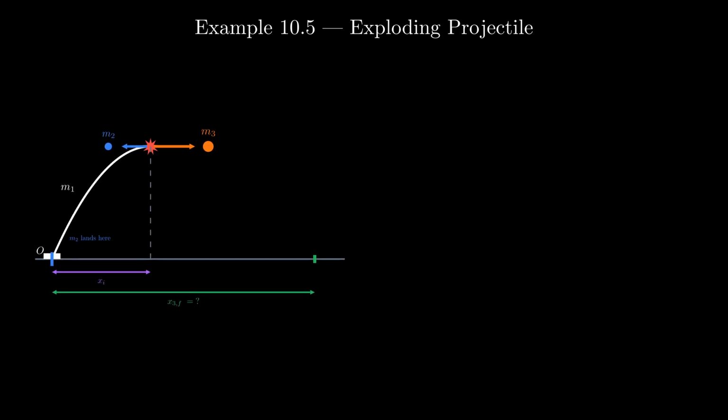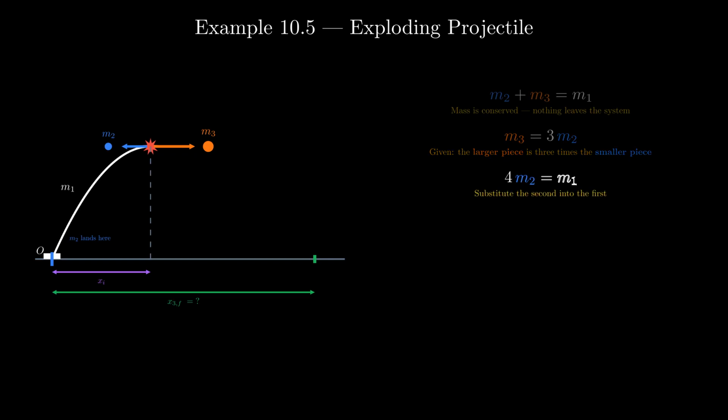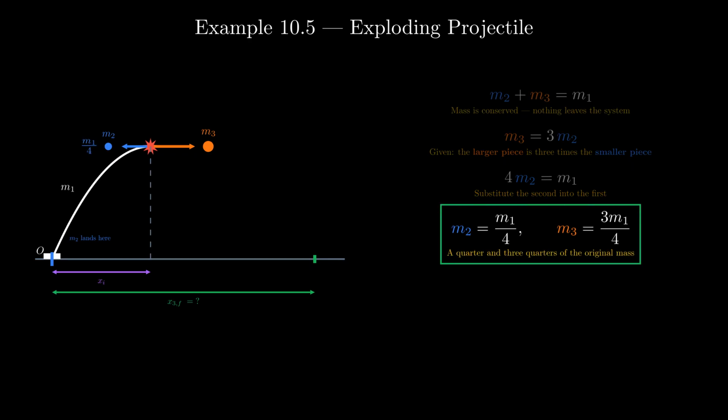Start with the masses because that part is pure bookkeeping. Nothing leaves the system in an explosion, so m sub 2 plus m sub 3 equals m sub 1, and we are told m sub 3 equals 3 m sub 2. Substitute the second into the first. 4 m sub 2 equals m sub 1. So the smaller piece carries 1/4 of the original mass, and the larger piece carries 3/4.